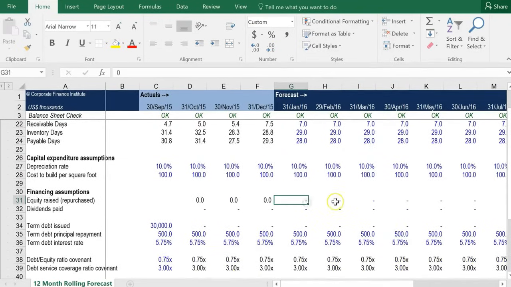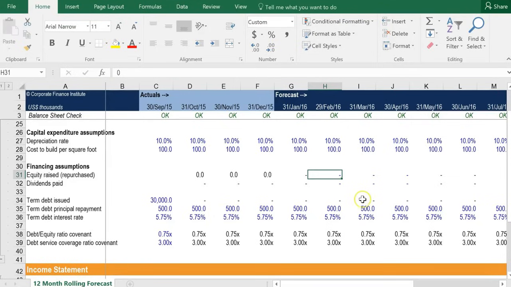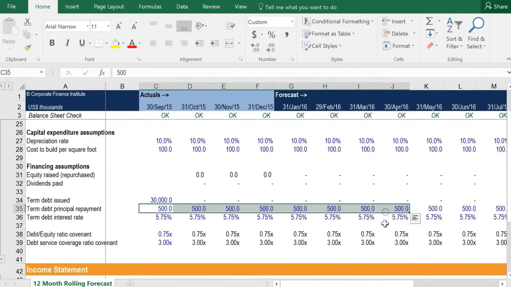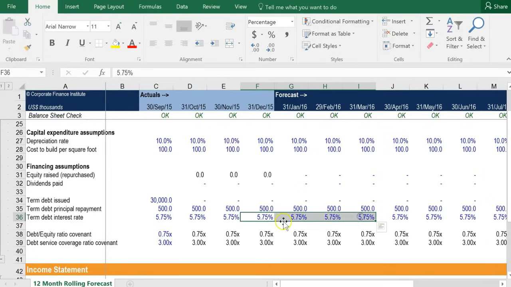Financing assumptions I have left as zeros. You could put in here that this business will raise money or buy back shares or even pay dividends. There is some debt that was issued in September 2015. That debt has some principal repayments that go with it and a 5.75% coupon.